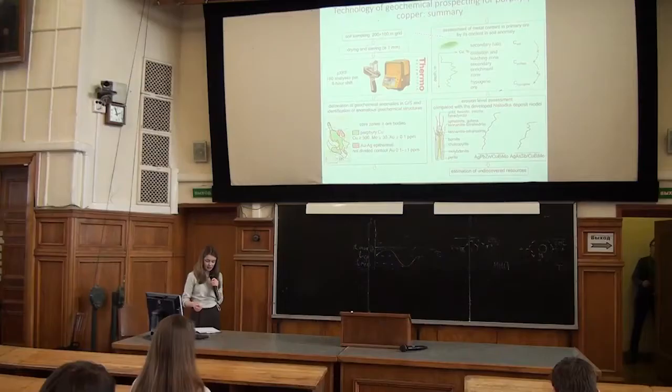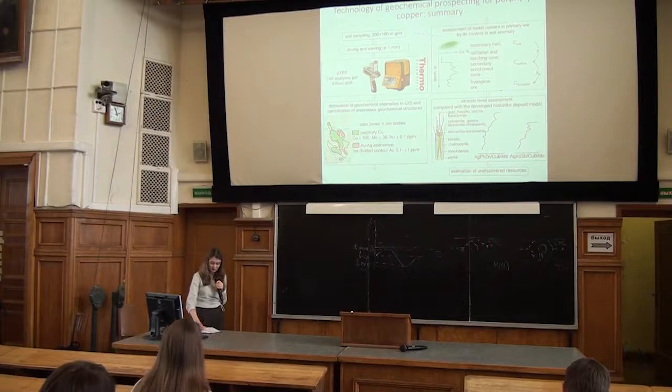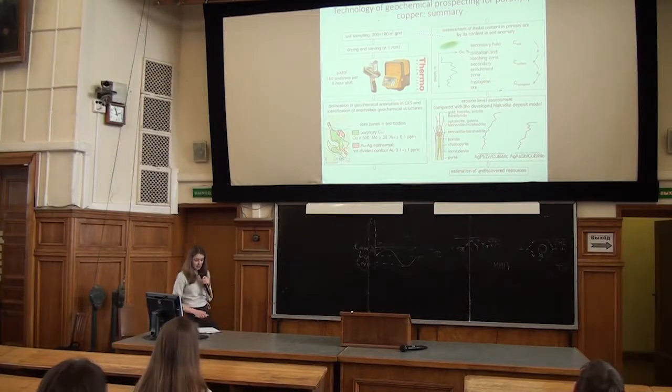There is one more step of erosion assessment according to vertical geochemical zonation of porphyry copper systems, but it can be a topic of a separate lecture. And the final result of geochemical prospecting is an estimation of undiscovered resources and assessment of their prospectivity. Well, I guess that's it.